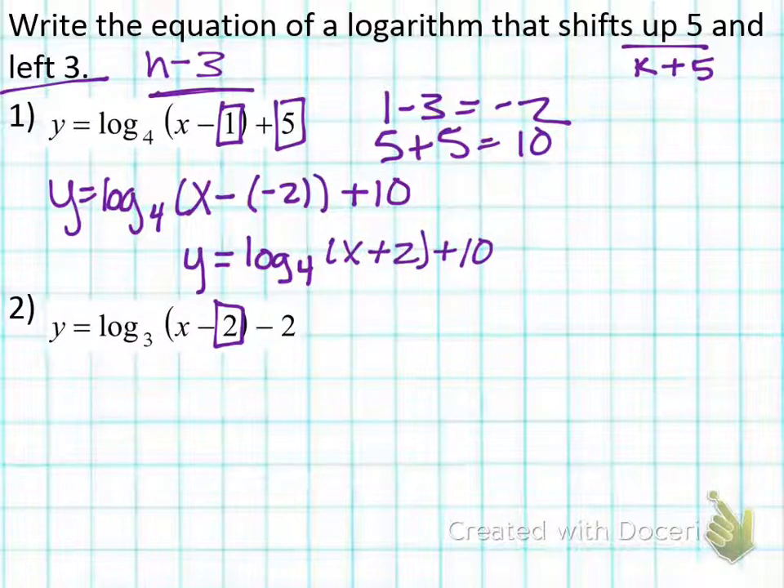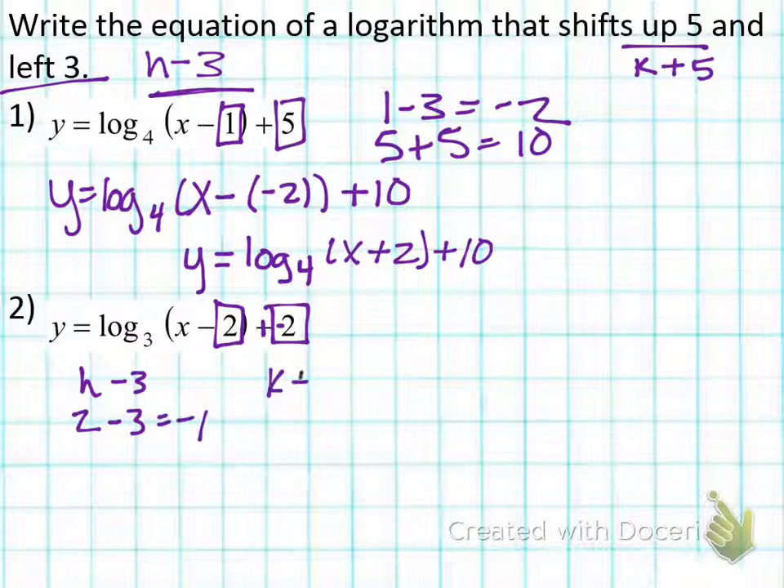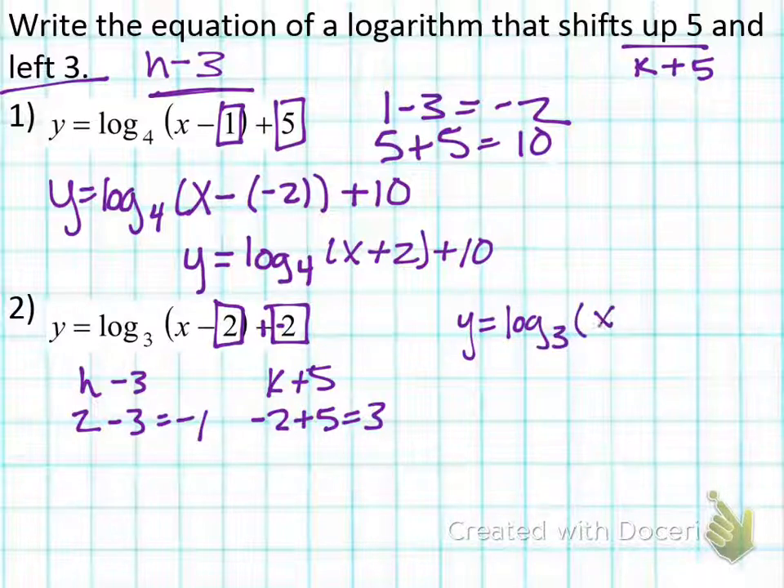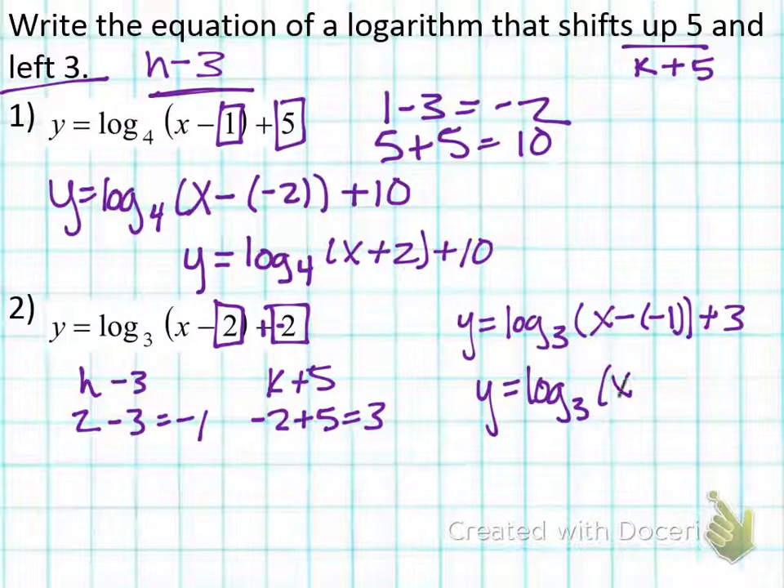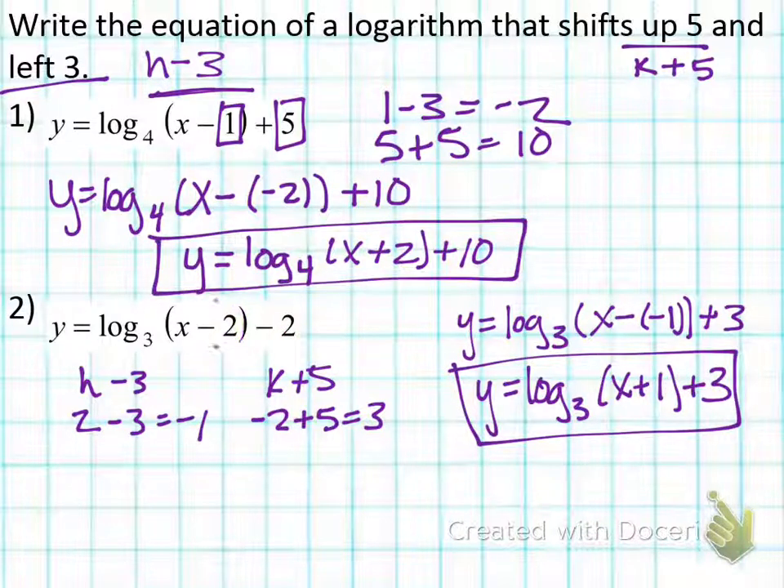Okay, moving on to number 2, my h is 2. This is really like plus a -2, so my k is -2. I want to subtract 3 from h in order to move it to the left, and that gives me -1. I want to add 5 to k to move it up 5 units, so I have -2 plus 5 gives me +3. So I'll rewrite this equation. I have y equals log base 3 of x minus my new h, which is negative 1, plus my new k, which is 3. I can rewrite this since I have a minus a negative inside the parentheses. This is log base 3 of x plus 1, all plus 3. And those would be my final answers.